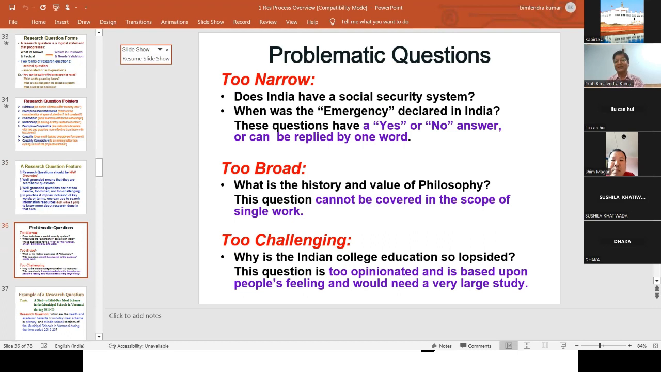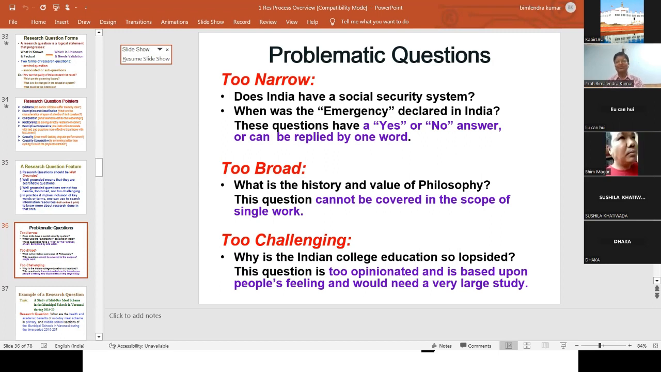When was the emergency declared in India? Like these questions, everybody knows when the emergency was imposed in India. So these are very narrow questions. They cannot be defined in a very proper manner. The research questions must be challenging, with solutions found with the help of research methods also. These questions have a yes or no answer or can be replied to by one word.